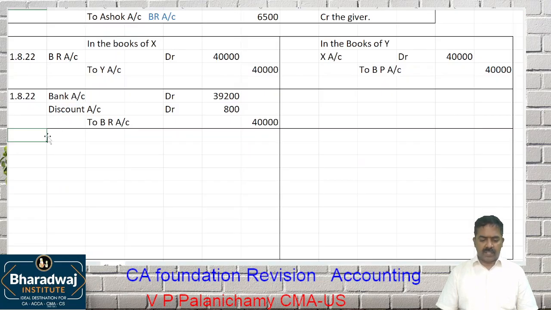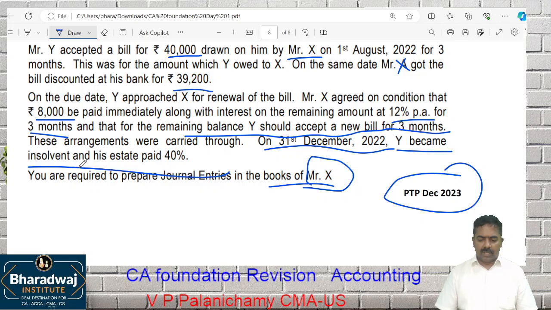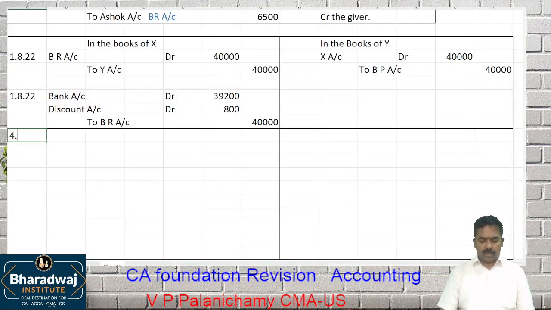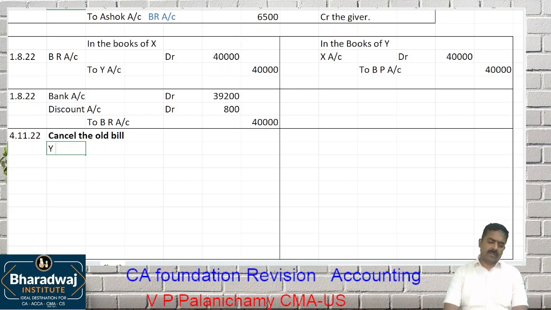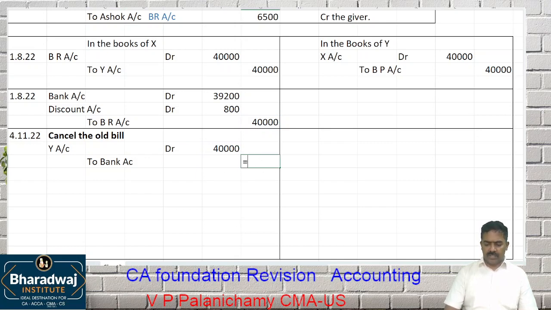Y approached X for renewal of the bill. On the due date, 1/8/2022. How many months? 3 months now. 4/11/2022. First, we have to cancel the old bill. Please remember, it is a discounted bill. What is the entry for cancelling the old bill? Y's account debtor to bank account. Y's account debtor to bank account. Any noting charges given? No noting charges, 40,000.